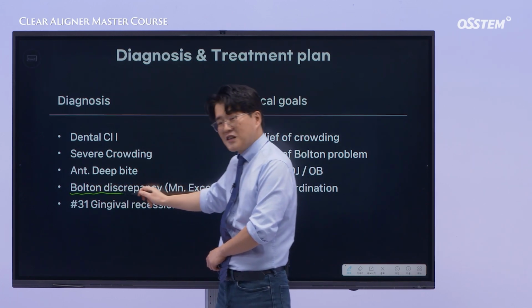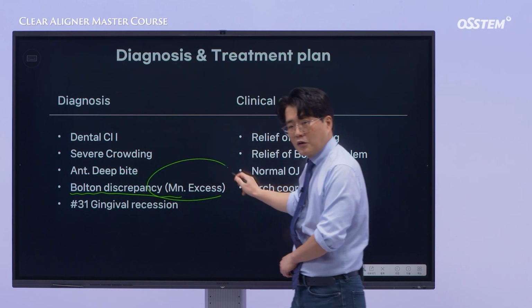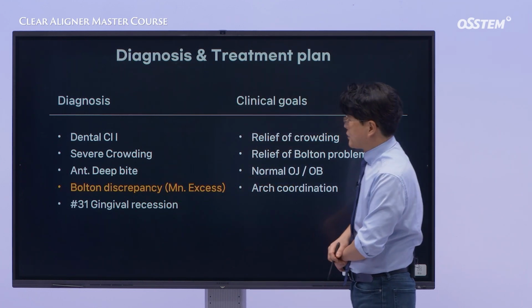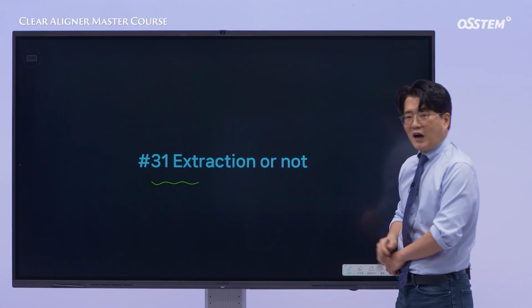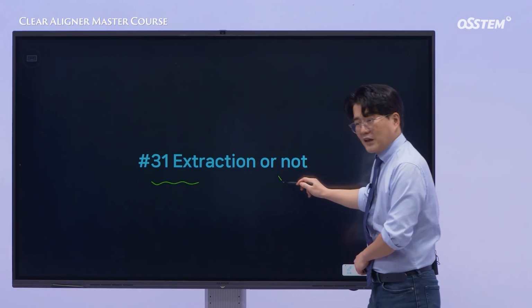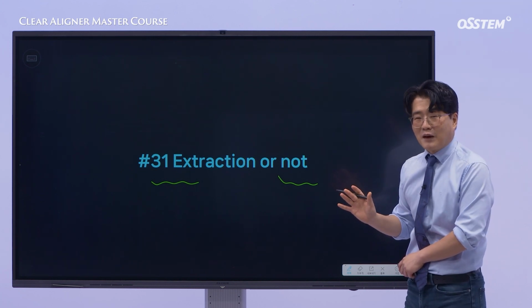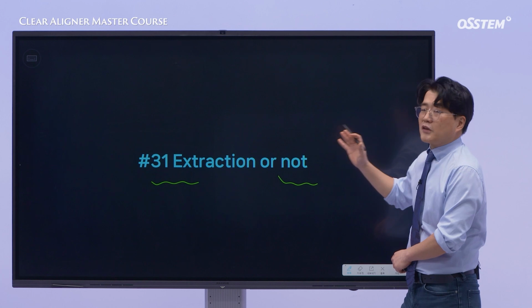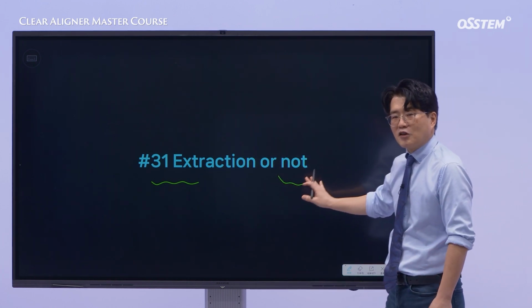This can be calculated through model analysis, but it can also be obtained from the clear aligner treatment report. So, should we extract tooth number 31 or not? I don't often perform mandibular incisor extractions, but when the tooth size discrepancy is significant, lower incisor extraction can be considered.